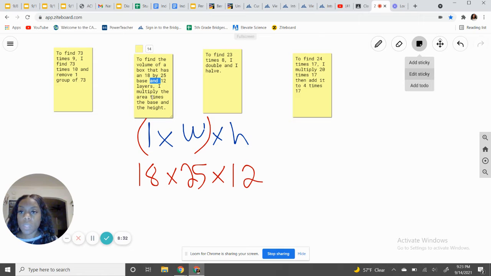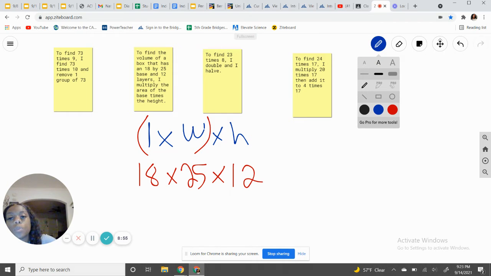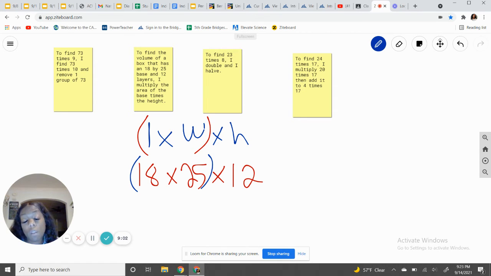I multiply the area of the base times the height. All right, sorry, we need to change that. All right, so the area of the base. How do we find the area of the base? Just did those parentheses here. This is the area, so we're going to do this here. Parentheses mean do this first.